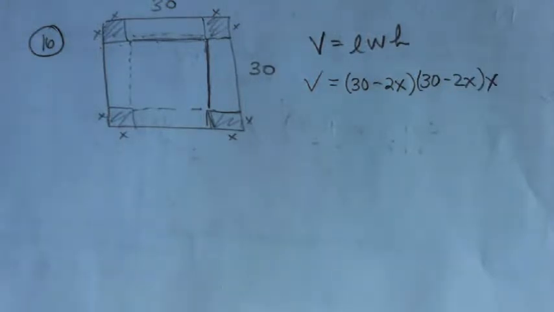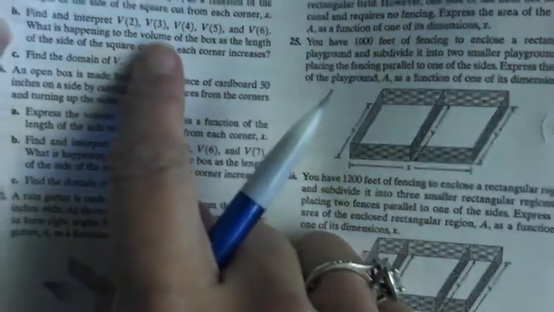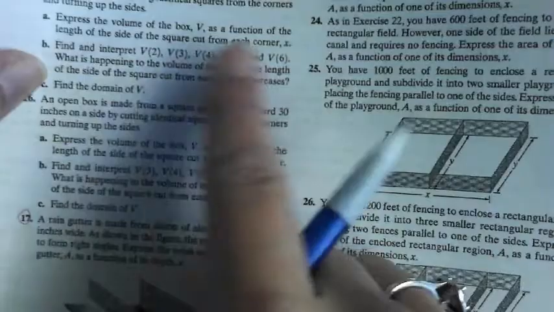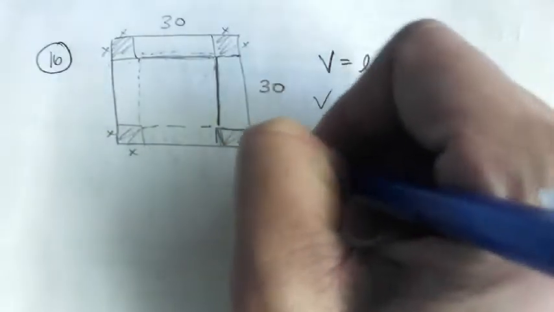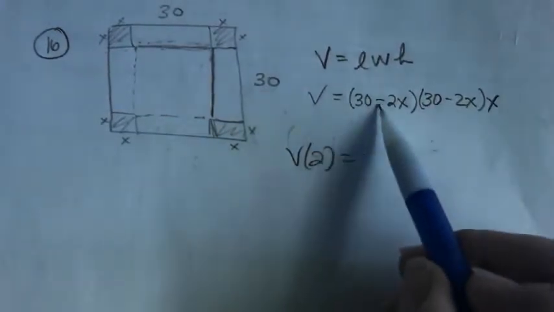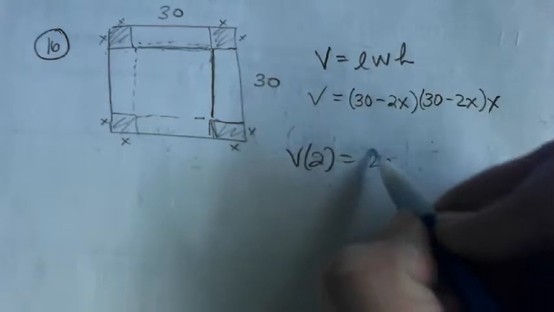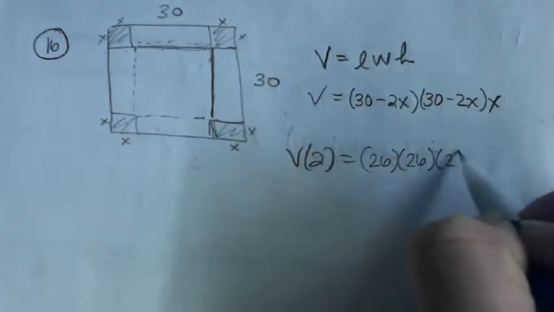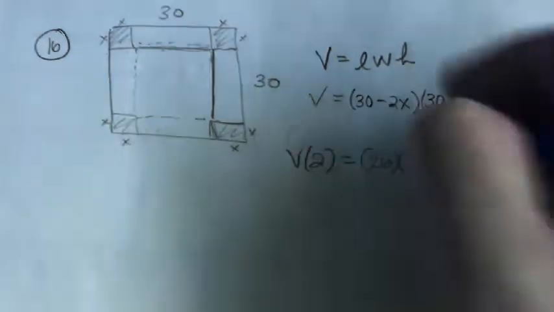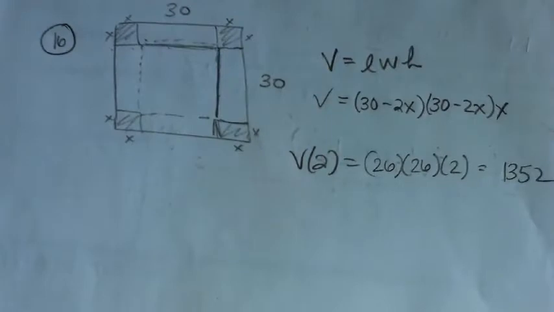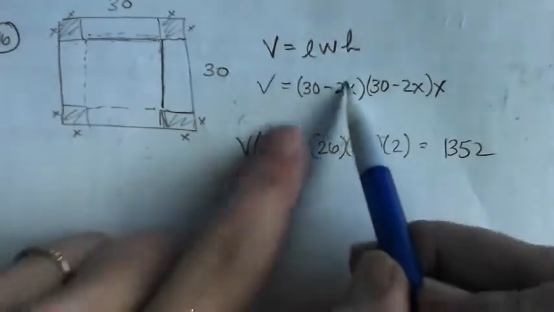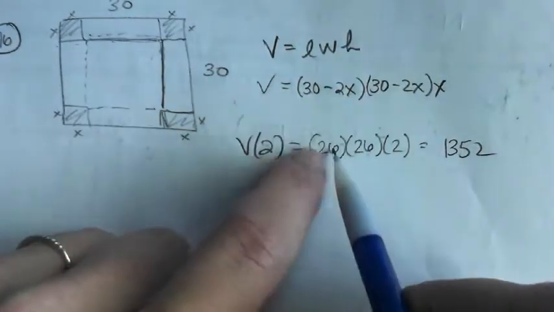So the next part of this question is to find and interpret V of 2, V of 3, V of 4, V of 5, and V of 6. We'll just do V of 2 and V of 5 just for fun, because we have to talk about part C. V of 2 would be 30 minus 4, 26, times 26 times 2. 1352 would be the volume of that. Cubic inches, maybe. I plugged in 2. 30 minus 2 times 2 is 30 minus 4 is 26.